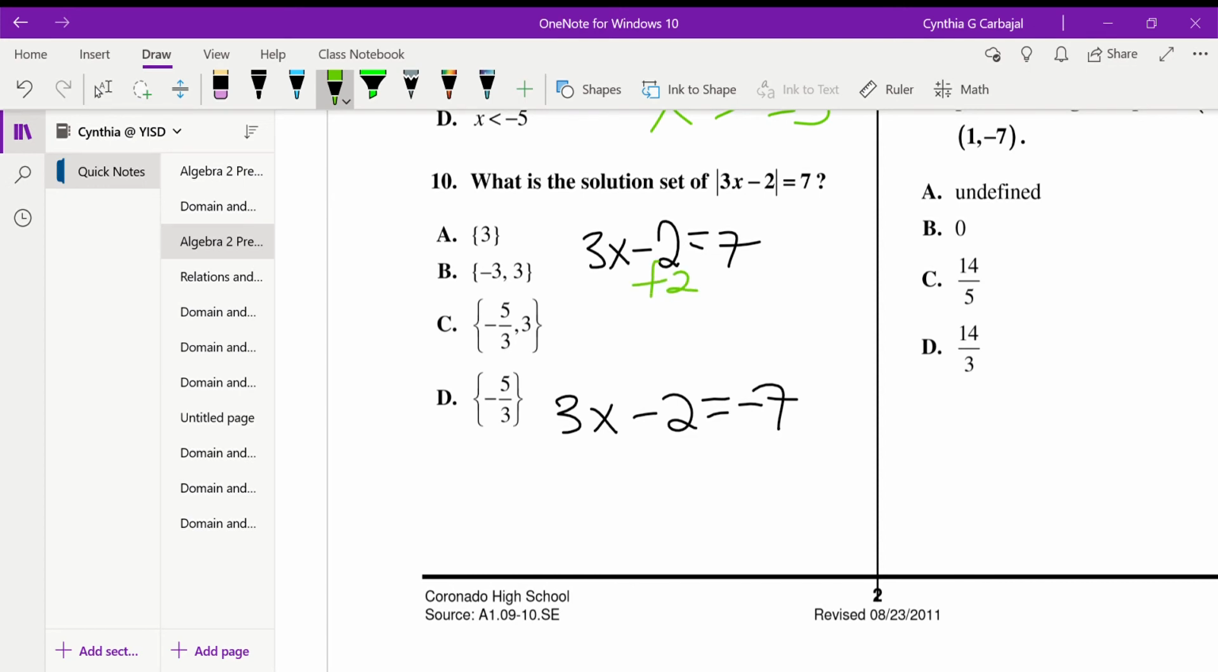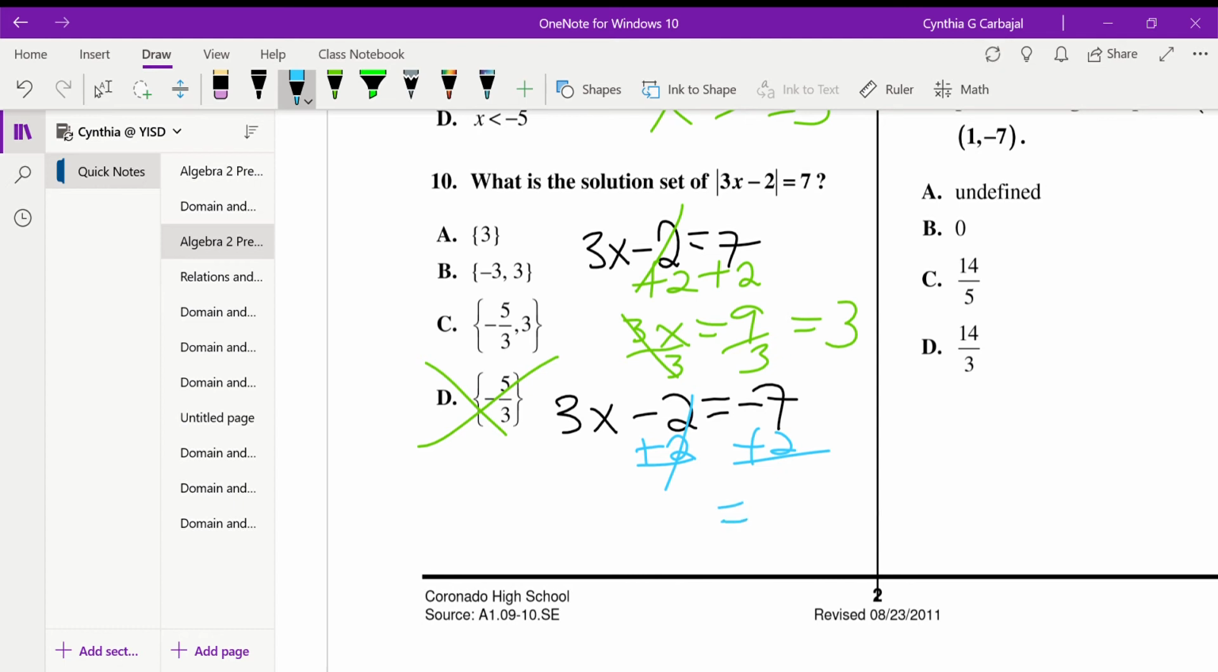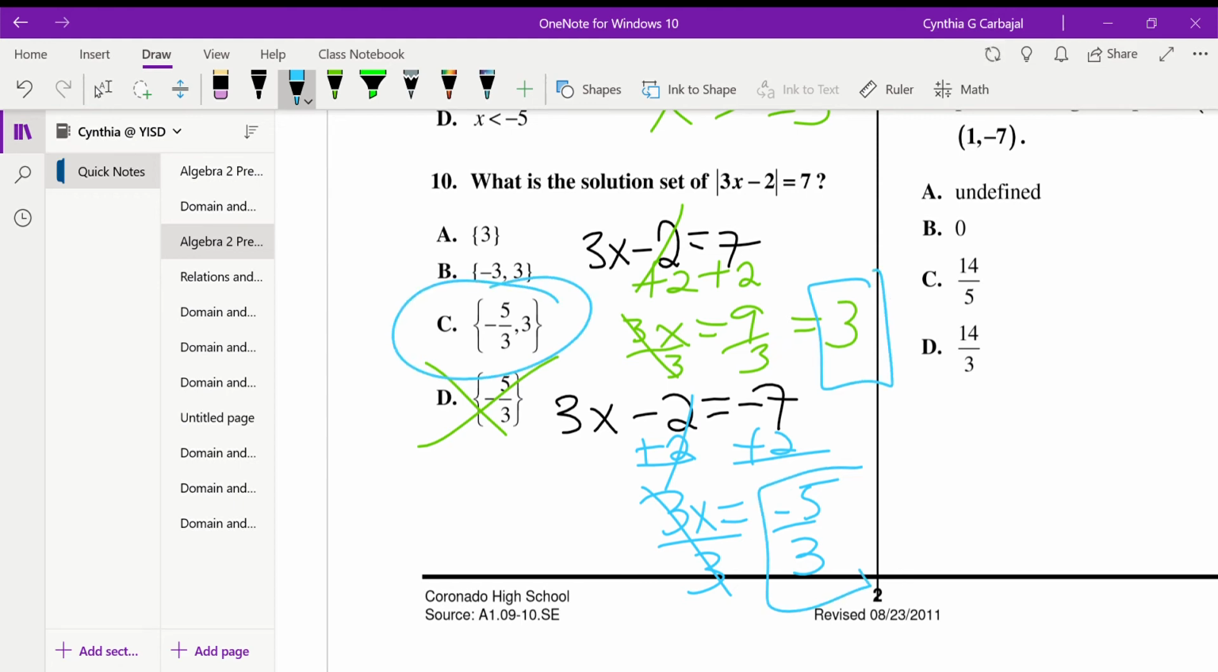So then we add a 2, what I do to one side, I do to the other. So that's 3x equals 9. Then divide by 3, x equals 3. Okay, so this one's out. It's between these. And then the next equation, same thing, add a 2, so that's negative 5, and then bring down the 3x. Last thing, divide by 3, so negative 5/3. So these are my two answers, 3 and negative 5/3. So my answer is C.